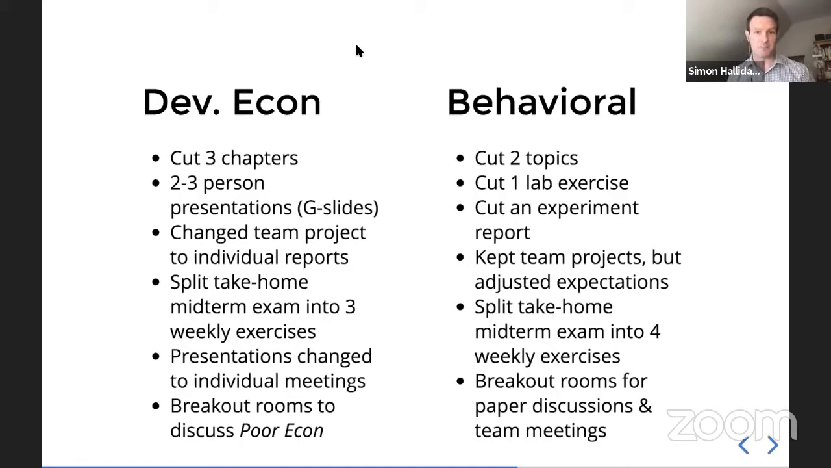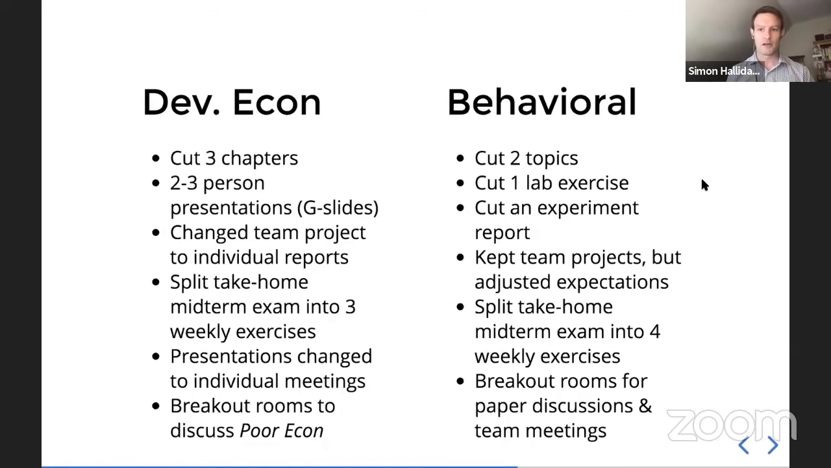I kept my team projects, which are a bit harder to manage. I can talk a little bit about that if people have questions later. And I split what was originally going to be a take-home exam into 4 weekly exercises split over 4 weeks. And I used breakout rooms for paper discussions and team meetings. So those are just a couple things that I did to adapt quickly. And I said I was trying to be nimble.